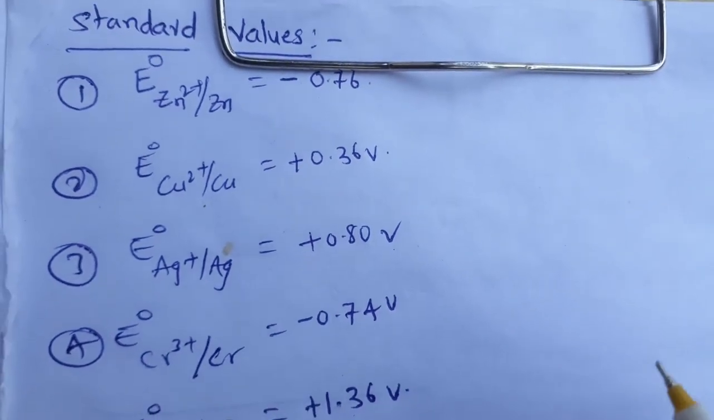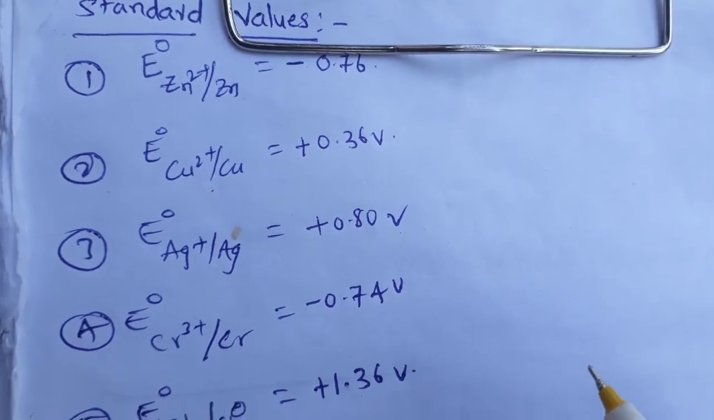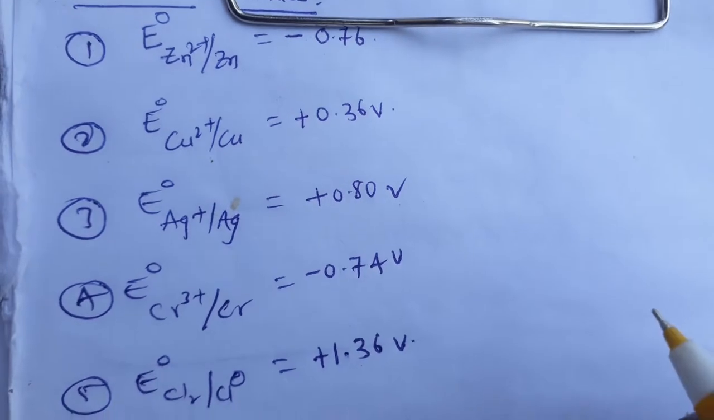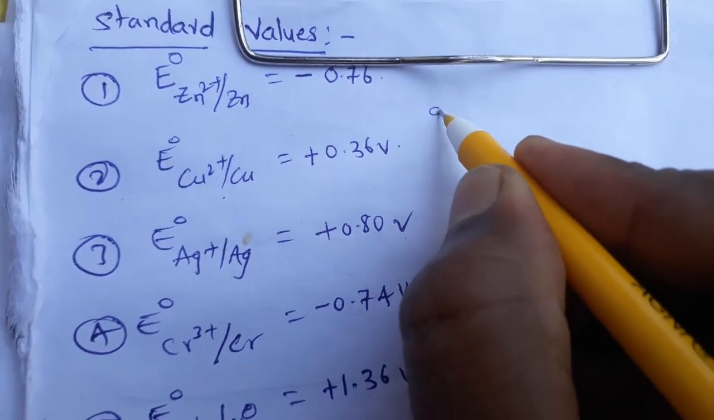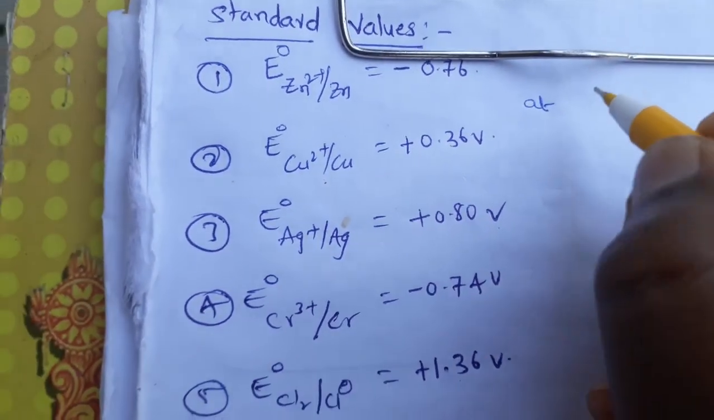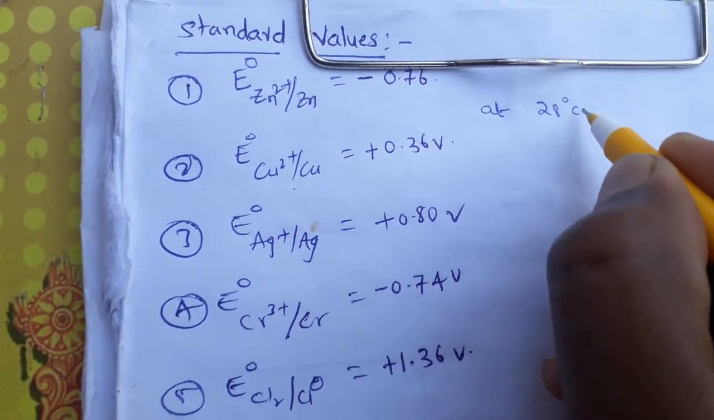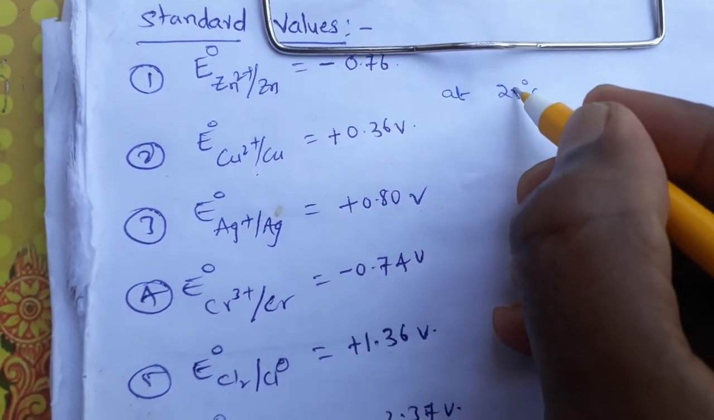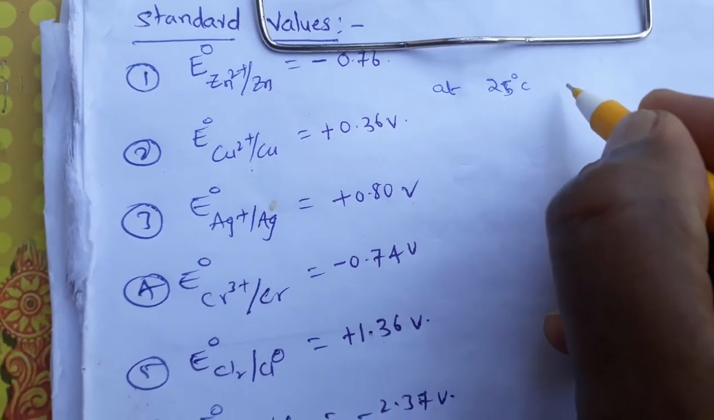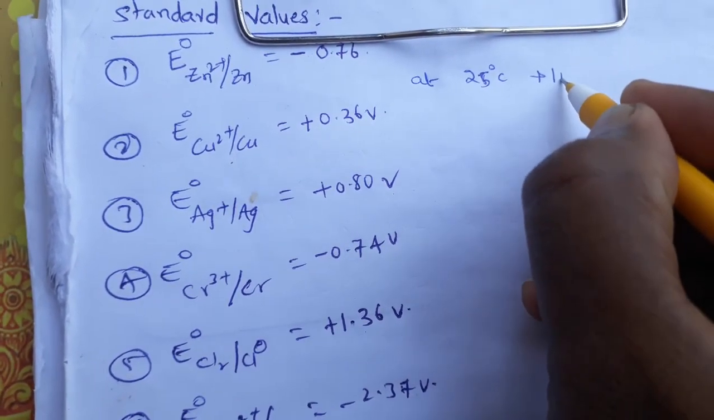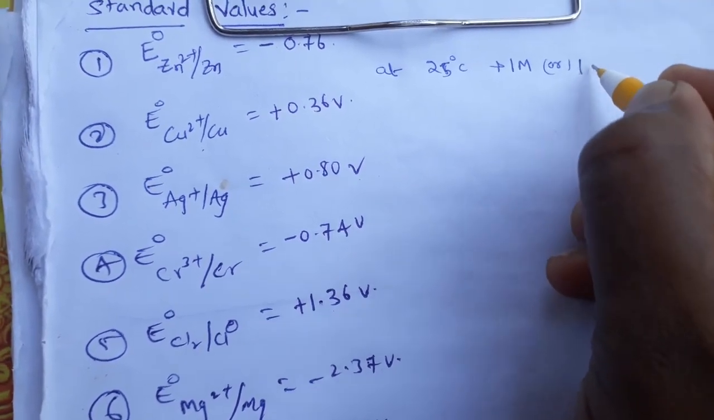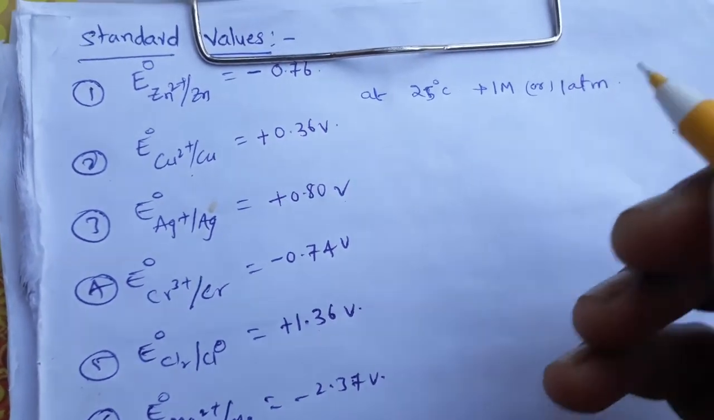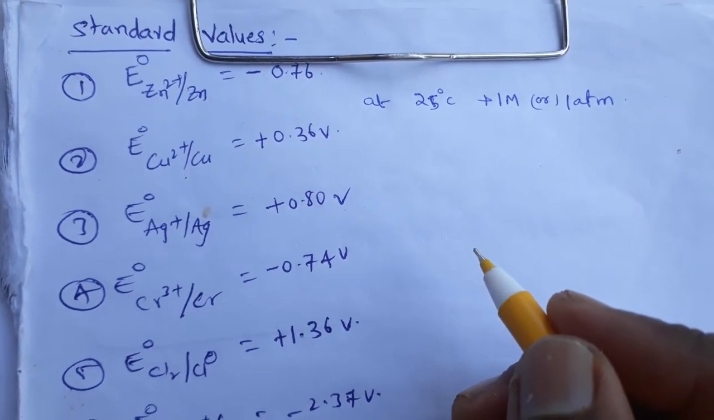If you see the standard values of the electrode potentials, what are these standard values? Standard values are at 25 degrees centigrade temperature, 1 molar concentration, or 1 atmospheric pressure. That is what we know as standard conditions.